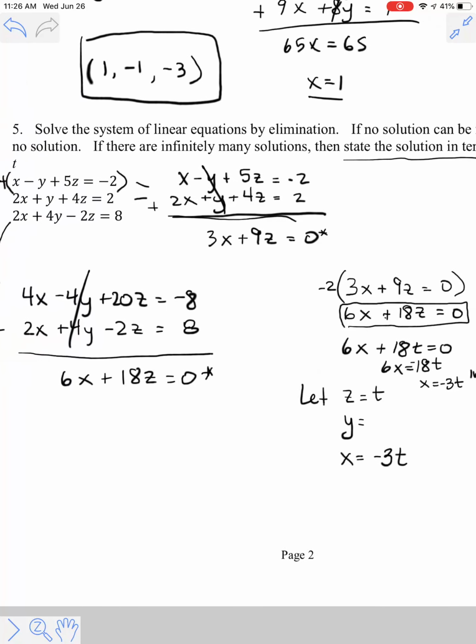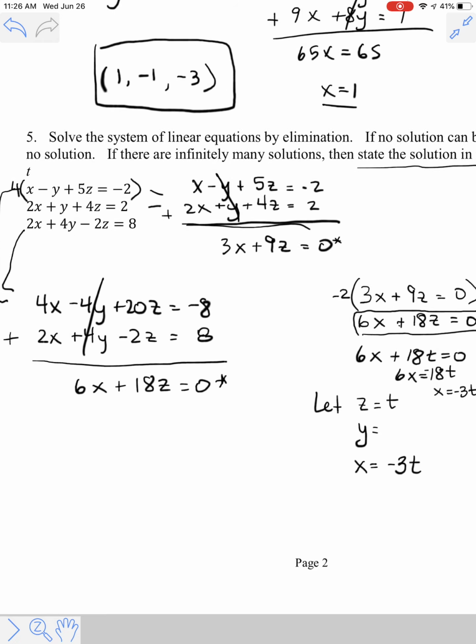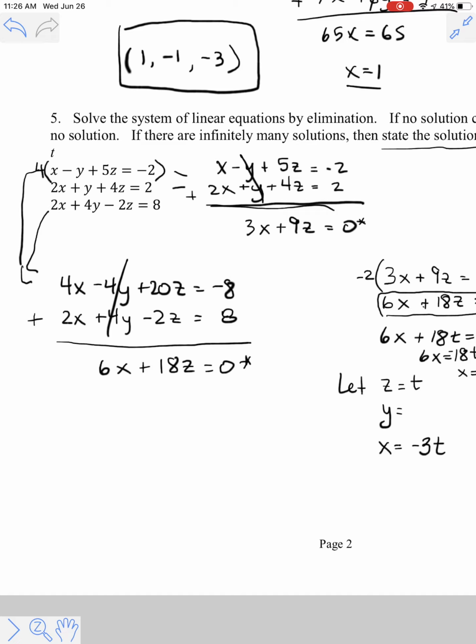Now I need to use one of the original equations with x, y, and z to solve for y. So I'm going to choose the middle equation. For example, the middle equation is 2x plus y plus 4z equals 2. If I make the substitutions now for x and z, this is 2 times negative 3t plus y plus 4t equals 2.